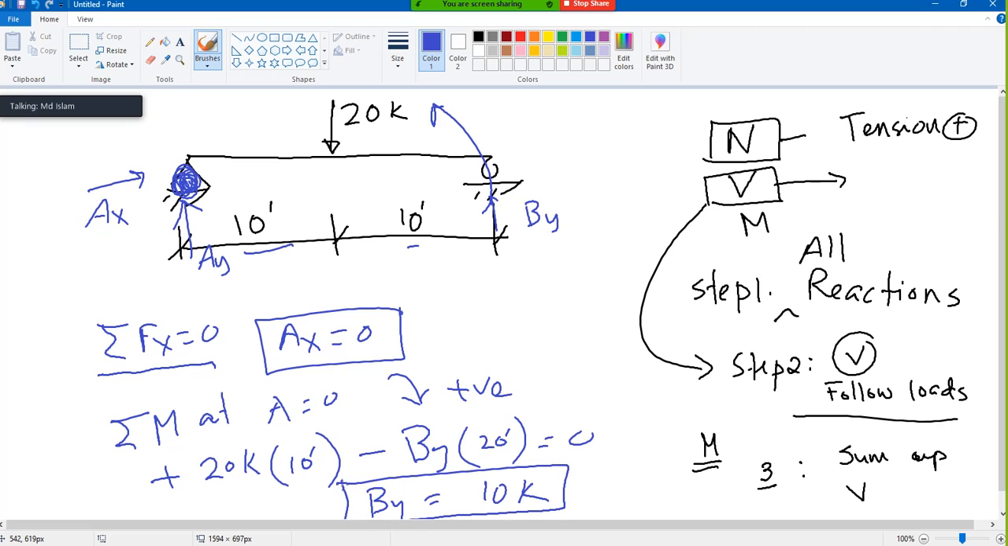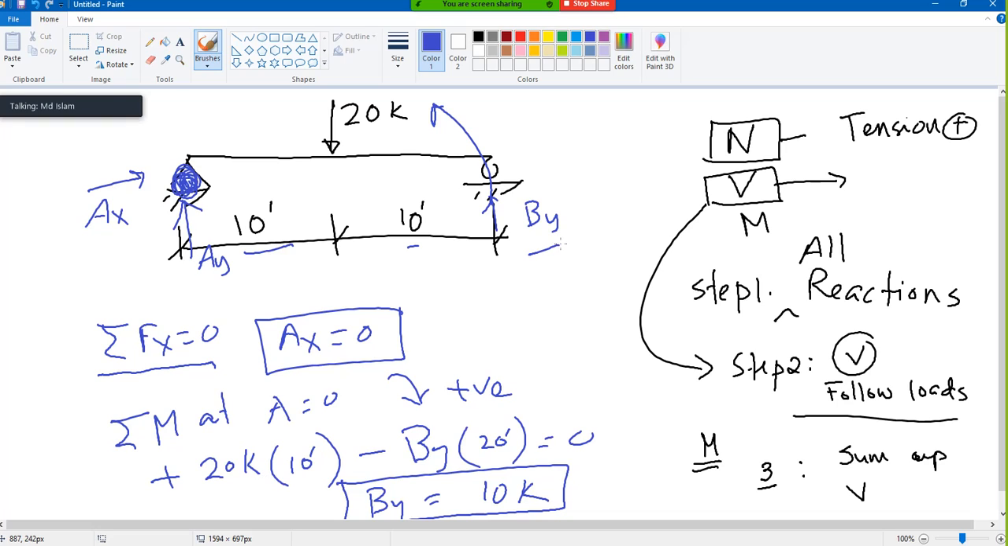Now how did I find By is 10 kip? I wrote the equation, and also if you are smart, it is a symmetric beam with load at the middle, so 50-50, you know the answer, but you have to show the work. Or you can write that the beam is symmetric, load is at the middle, so 50% will go to the left support, 50% to the right support. If you write it down, your examiner or instructor will understand that you know it. That is also okay. Do not write that I got it from my neighbor. It's not a good answer.